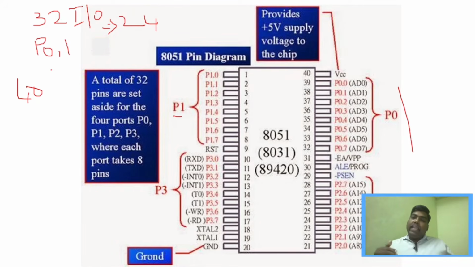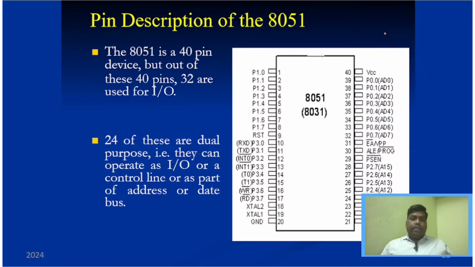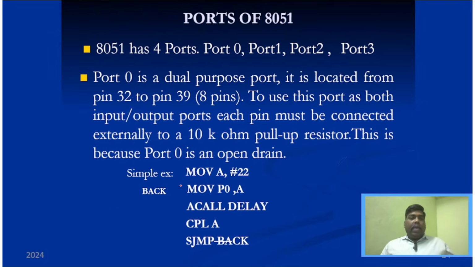Now we will see in detail each and every pin configuration. As I said, you will have 4 different ports, P0, P1, P2 and P3, and we'll start with the P0 port first. In 8051, which is a 40 pin device, you have 32 pins as input output ports. If it is dual purpose, we can configure it either for input output, or for control lines, address bus or data bus. First we will consider port 0.